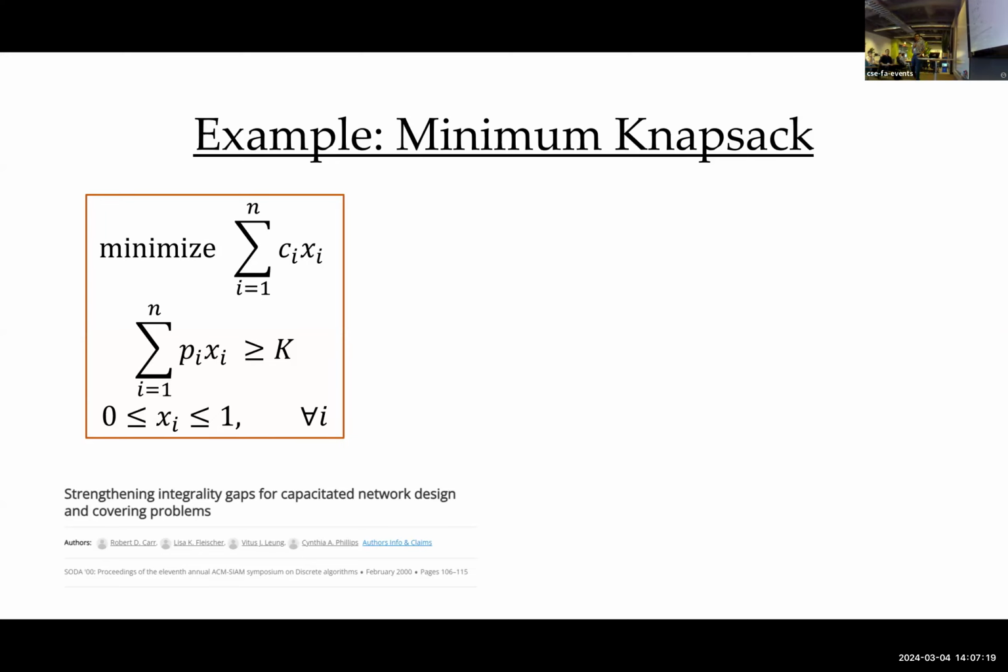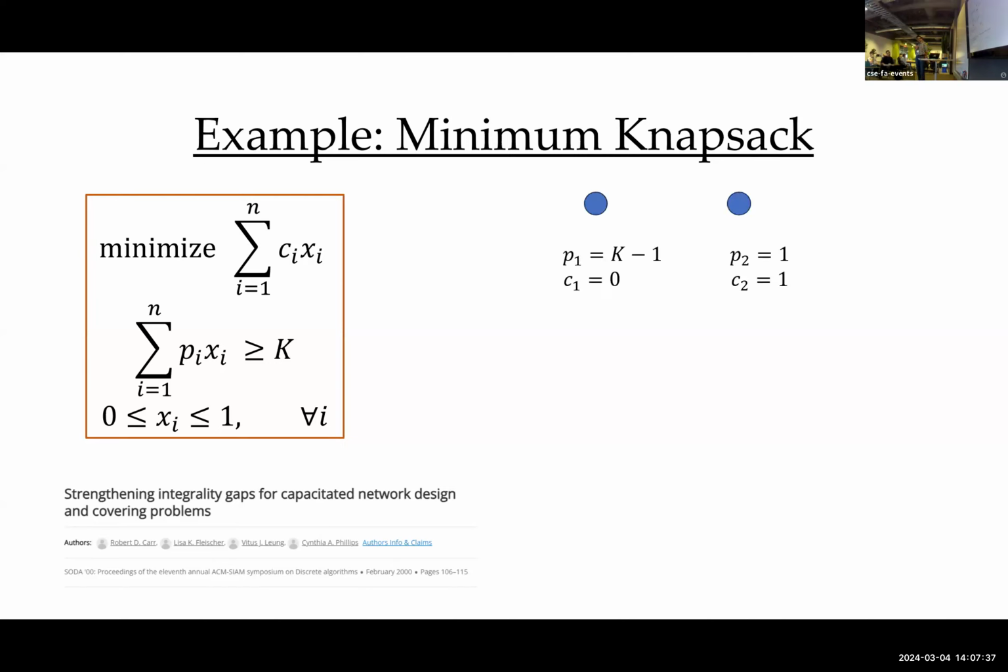So what is the problem? I have a bunch of items. Items have profits and costs. There is a parameter K. And unlike the knapsack problem, I actually want to pick a subset of these elements which gives me at least K amount of profit. I want to minimize the cost. So it's a minimum knapsack. So I write this natural LP relaxation.